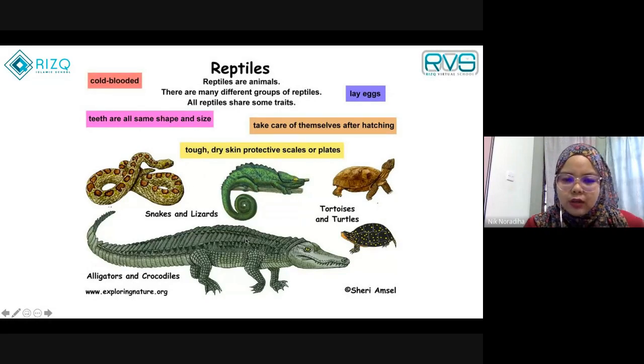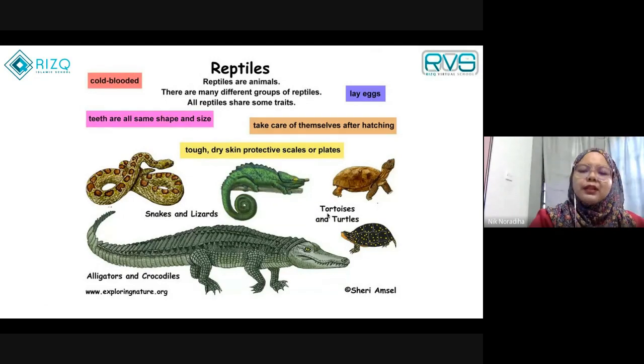Alligators and crocodiles are examples of reptiles. This one, the snakes, right? Lizards, any group of lizards are mostly under reptiles. Turtles and tortoises are under reptiles as well. So these are animals that are under the group of reptiles.